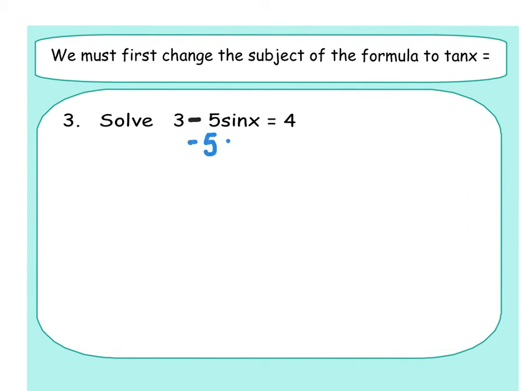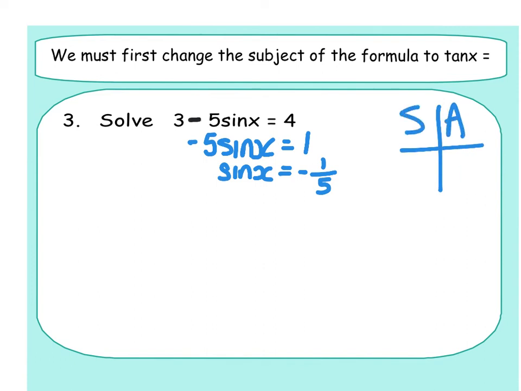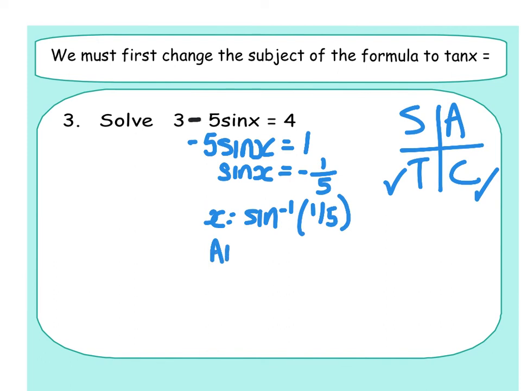So I have -5 sine x. 4 takeaway 3 is 1. I'm then going to divide by -5. So I've got sine x equals 1 over -5. You can just bring the 1 to the front, it doesn't need to be on the bottom. So either way, we've got -1/5 here. So I go to my table, all sine, tan, cos. Sine is negative, so I don't tick sine, I tick the other two. I tick tan and cos. Now I can go do the inverse sine of +1/5. Remember that negative never goes into the calculator. So shift sine of 1/5 to the nearest whole number gives us 12.